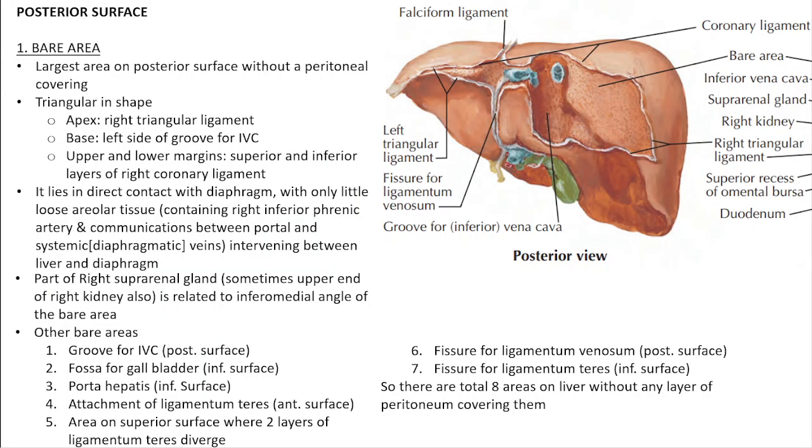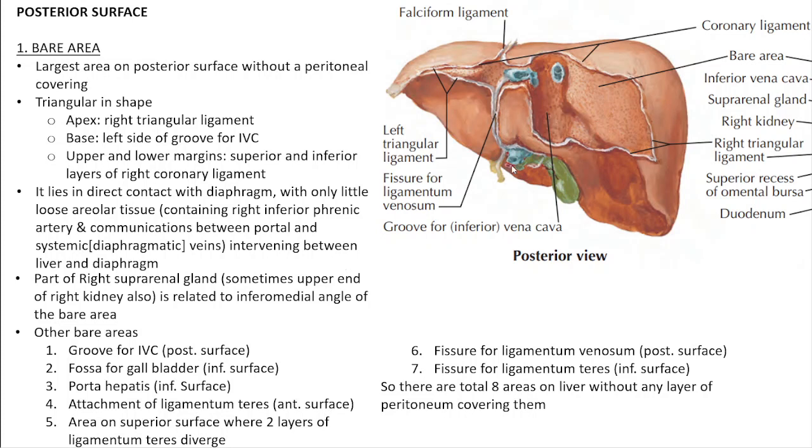Okay, so coming back to this, the boundaries of the bare area, the largest bare area on the posterior surface of the liver, you should know. Then, as I already told you, it lies in direct contact with the diaphragm, but what is intervening between the diaphragm and this posterior surface of liver are the loose areolar tissue, right inferior phrenic artery, and communications between some portal and systemic veins. Those systemic veins are actually the diaphragmatic veins.